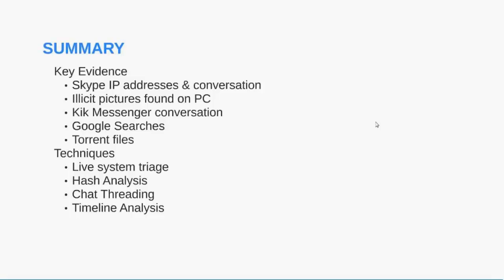The hash analysis that we went through to make it easy to quickly identify known child exploitation images, and then chat threading and timeline analysis to help filter through the data, make sense of it, and present it in court in a meaningful manner that's understood by a judge and jury or the investigator you're passing the data off to. So that summarizes what we had in this case study that we made up here. Hopefully a lot of this information has been useful to you, and maybe it's given you some ideas for your future investigations or even ones that you're currently working through now.